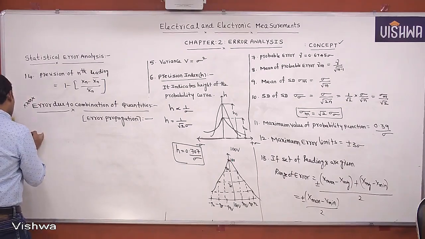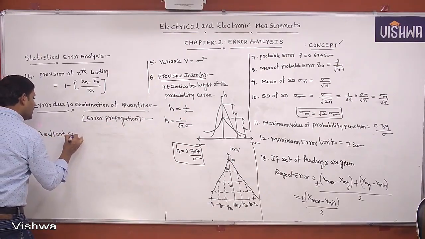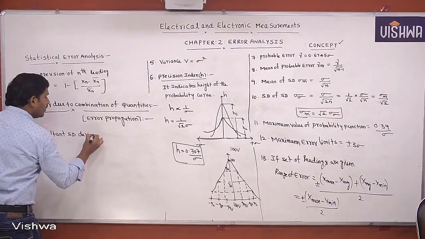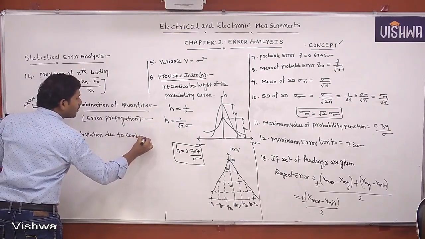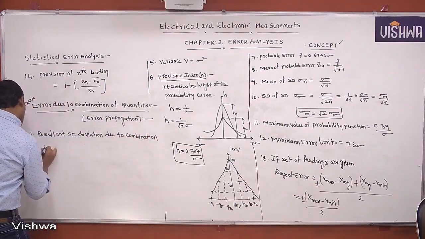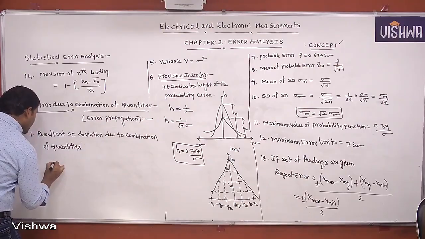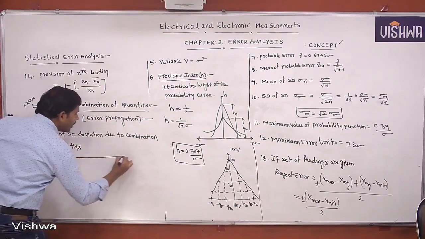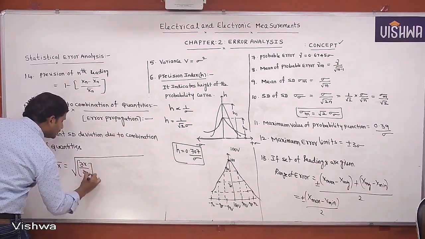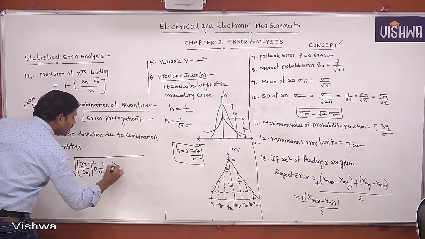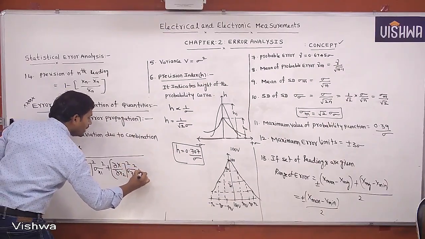analysis? First you write resultant standard deviation due to combination of quantities. How to calculate resultant standard deviation due to combination of quantities? Sigma x equals square root of, I am giving the generalized formula here: dou x by dou x1 whole square into sigma x1 square plus dou x by dou x2 whole square into sigma x2 square plus and so on.